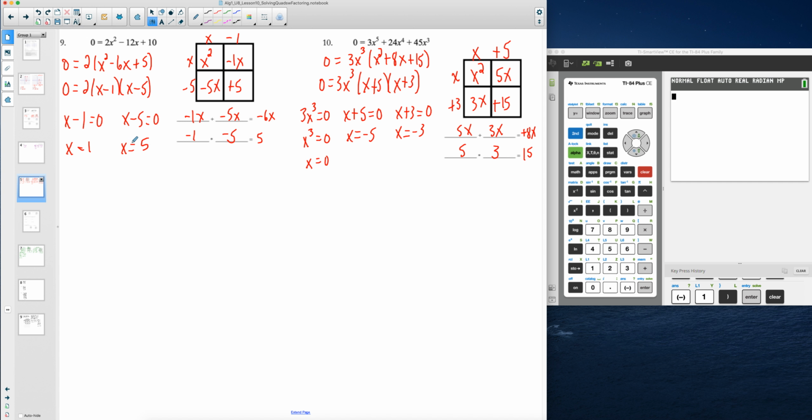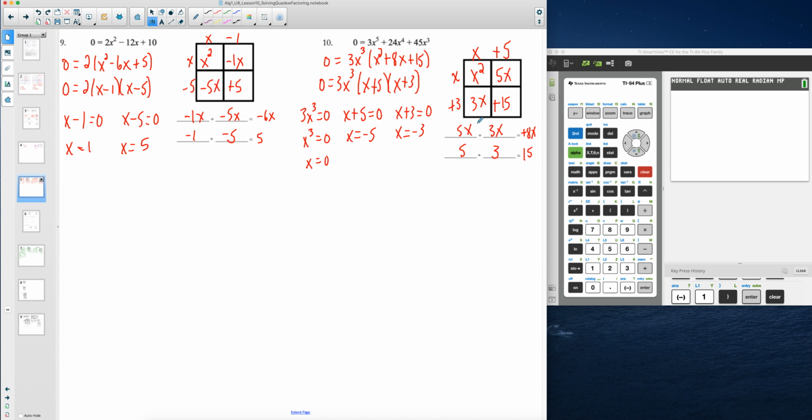Now on number 10, we have a GCF of 3x cubed. All right, so you can see that I took 3x cubed out front, which leaves us the quadratic x squared plus 8x plus 15. So once again, jumping back into our area model, here is x squared. All right, here is 15. So a times c is 15, and then I have to add to be my b term, which is 8x. So the combination I want this time is 5 times 3, which is 15.